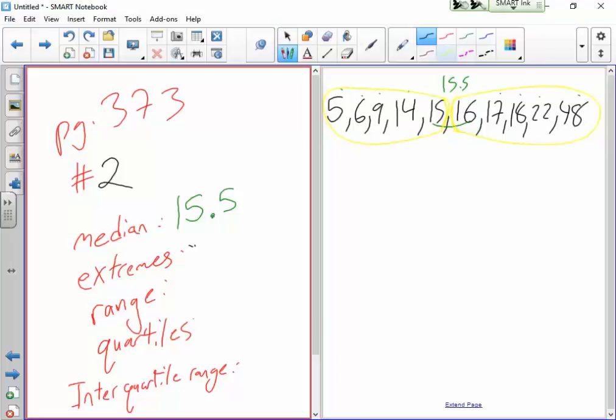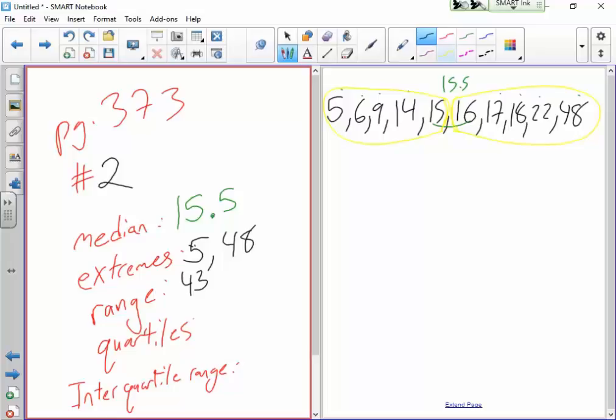But real quick, I need some information over here. Do I have a lower and upper extreme? Okay, what's my low? 5. Thank you. And what's my upper extreme? 48. Are we good for a range? What would I get for a range? 43. How do we get 43? You subtract the lower extreme from the upper extreme. Okay. Is everybody good for that?